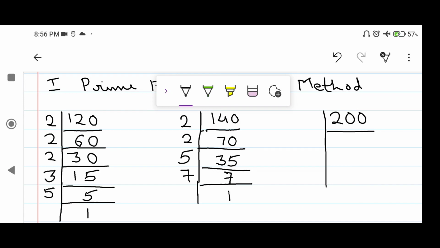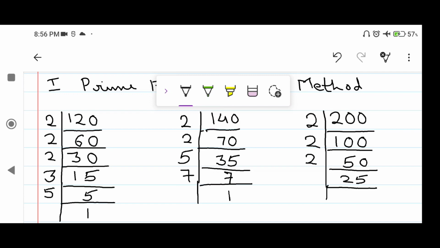200 is an even number. It will come in the table of 2. 2 ones are 2, 2 zeros are 0, 2 zeros are 0. Again 100 is an even number. Let us take 2. 2 fives are 10, 2 zeros are 0. 50 is an even number. Let us take 2 again. 2 twos are 4, 2 fives are 10.